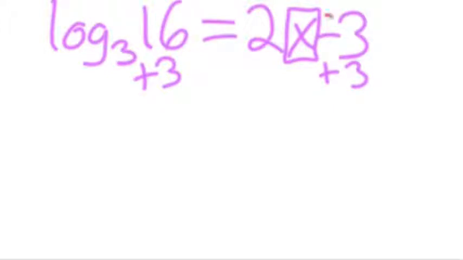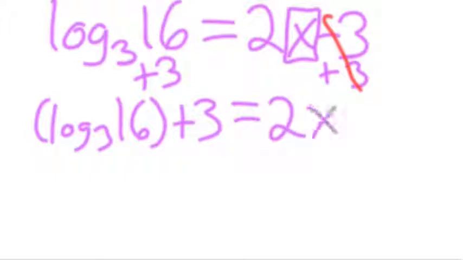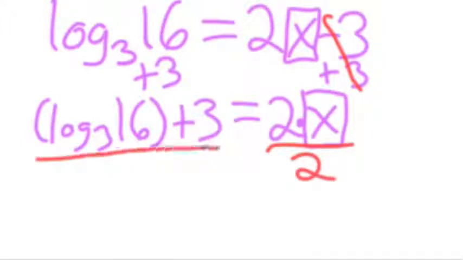X is not by itself, so we're going to add 3. Negative 3 plus 3 is 0, so it cancels out. So we're left with log base 3 of 16 plus 3 equals 2x. X is still not by itself. There's multiplication between the 2 and the x, so we divide by 2, dividing the whole left side by 2. 2 divided by 2 is 1, so it cancels out.